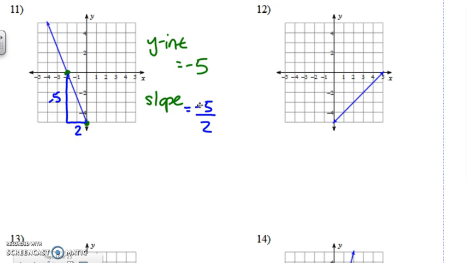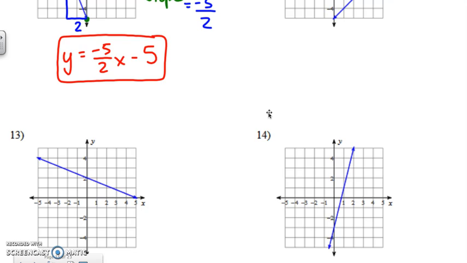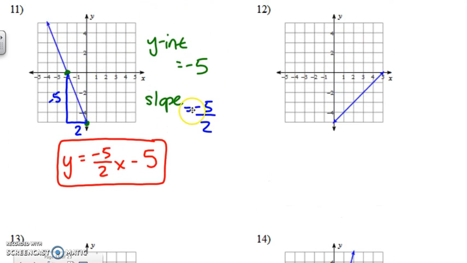Lastly, you're going to write your equation. So y equals -5 over 2x, and then add on that y-intercept of -5. Okay? All right, I want you guys to try 12, 13, and 14 on your own. So press pause now.